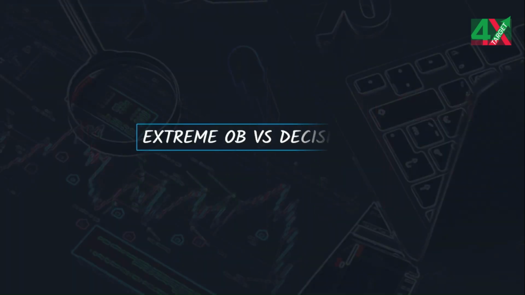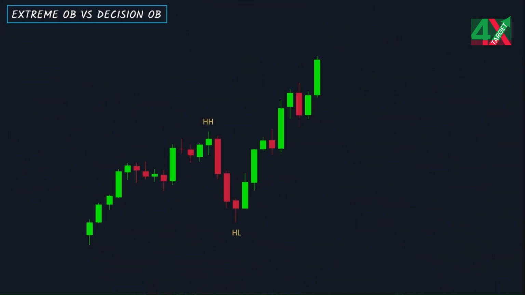Not all order blocks are created equal. Based on their location within the impulse move, order blocks can be divided into extreme order blocks and decision order blocks. An extreme order block forms at the very origin of an impulsive move, typically at the lowest point in bullish market structure. This type of order block carries higher probability because it represents the final accumulation or distribution phase before price aggressively moves away. These zones usually contain significant liquidity and imbalance, making them powerful reaction points.